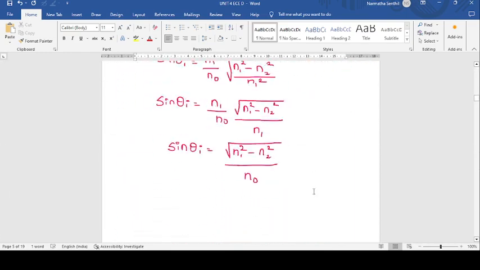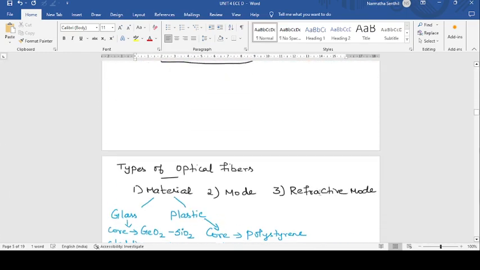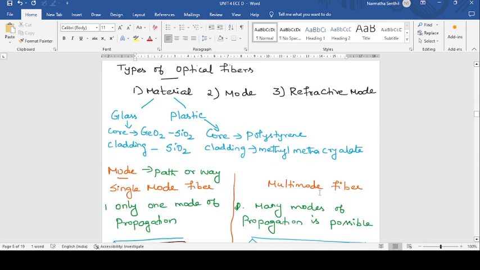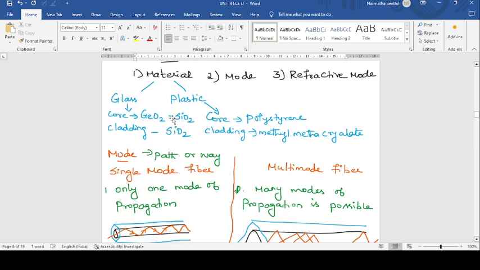Good morning. Today we are going to study about the types of fibers. Fibers are generally classed into three types based on material, mode, and refractive index. Based on material, we are classifying the fibers into two: one is glass fiber, the other is plastic fiber.